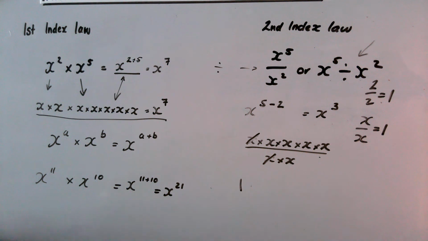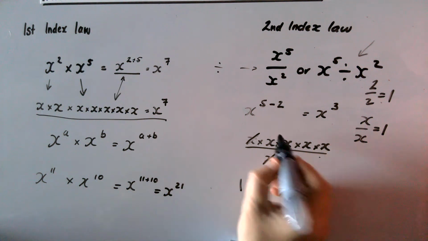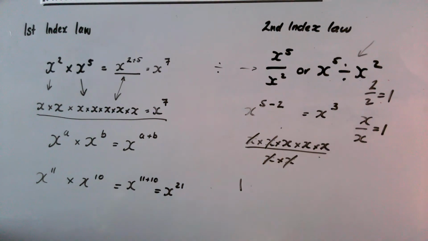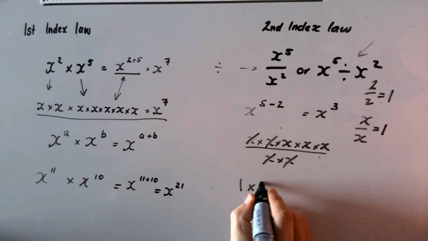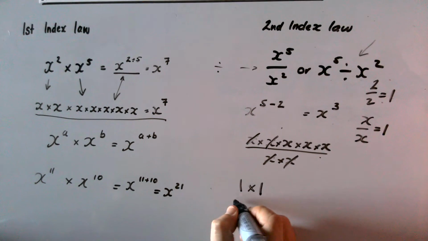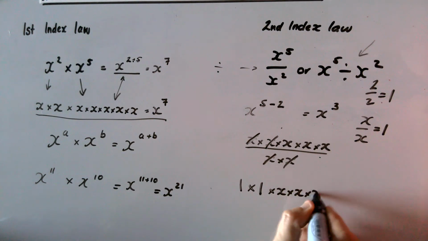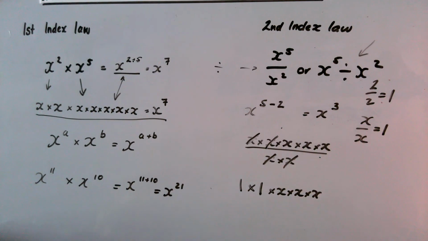I'm going to write it over here. All right, now I can do that again. I can go x cancel x and x, they cancel out. And so that's going to give me 1, because x divided by x is 1. And then what have I got left? Well, I've got an x and an x and an x left. So 1, 2, 3 x's.